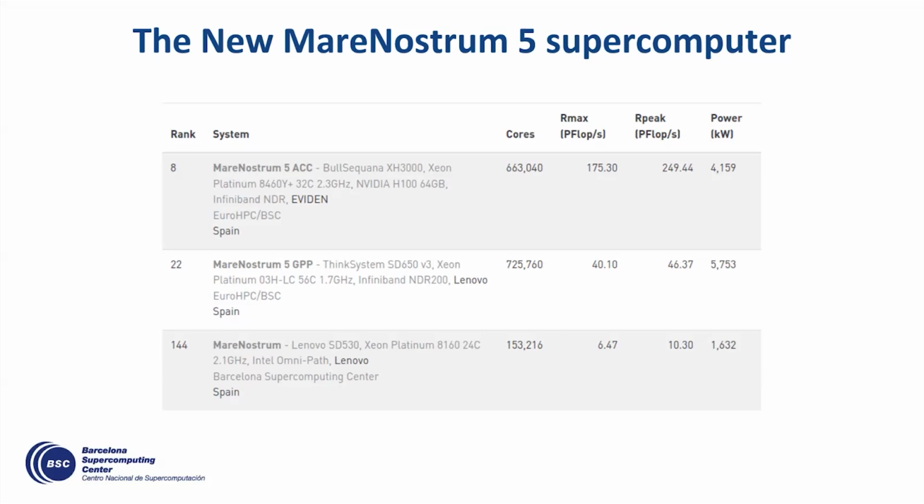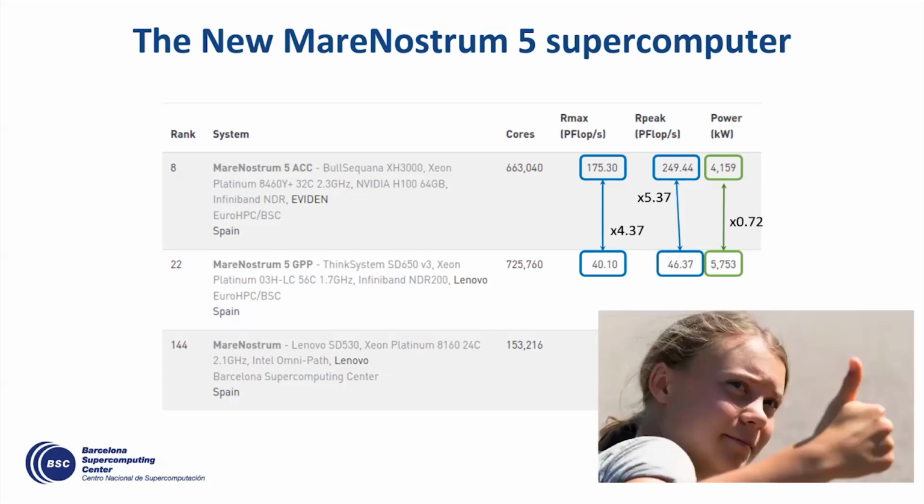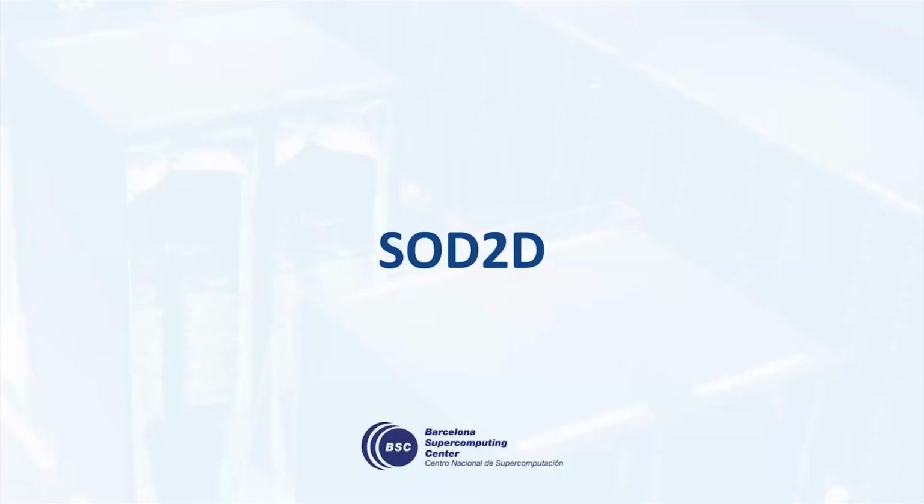But if you take a look at the numbers, you can see that the accelerated partition is giving us more than 5 times the computational power and using only 0.7 the energy of the general purpose partition. So you can start to imagine why everyone is now installing GPUs. Energy efficiency is one of the main reasons. And also, if you want to use the new HPC, you have to use GPUs, because in the Top500, among the first ones, only Fugaku is not based on GPUs.